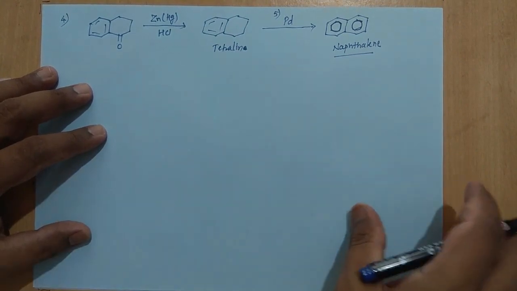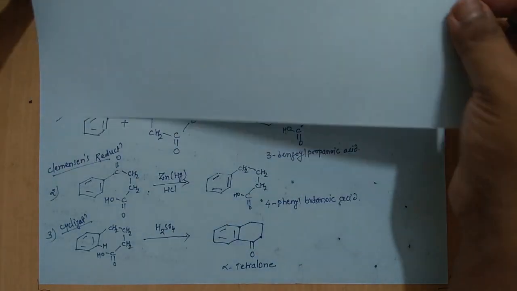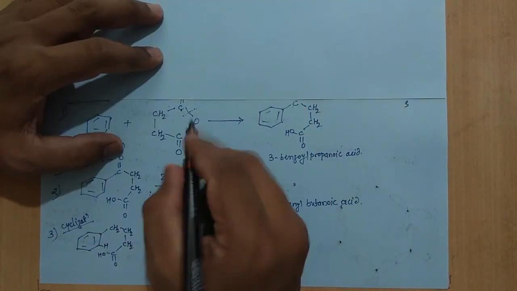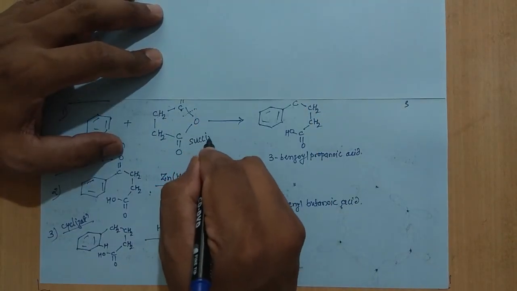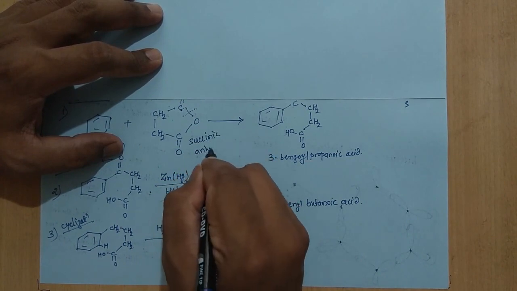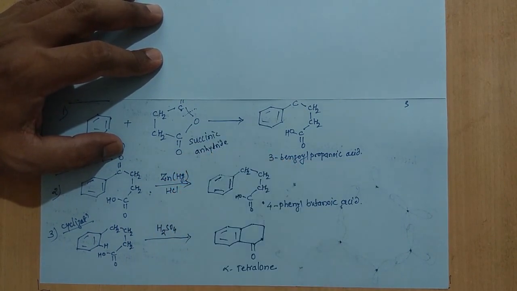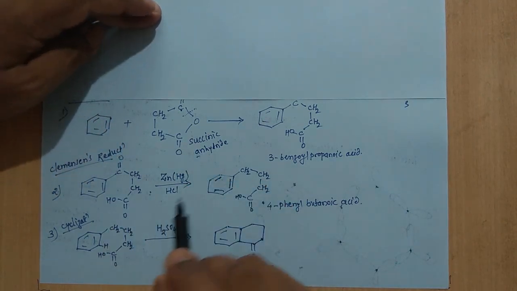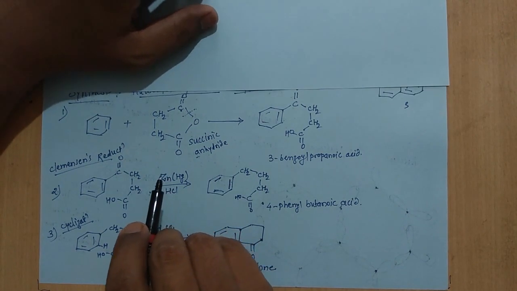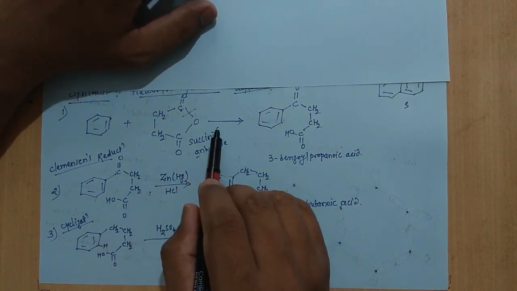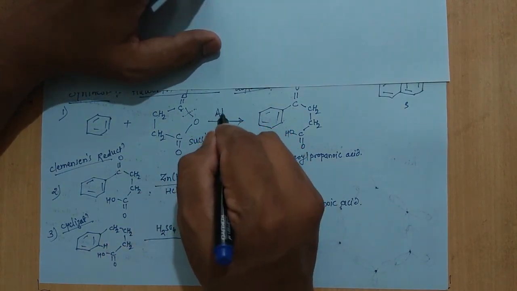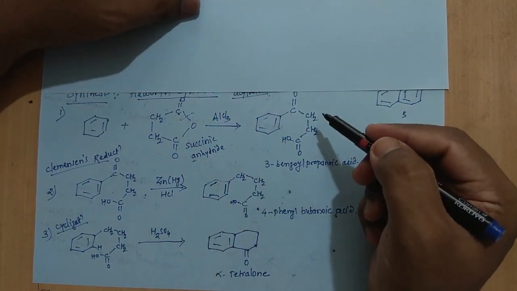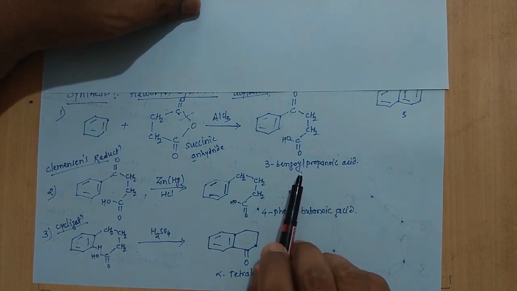Okay, let's revise it again right from the first step. First, benzene is reacted with succinic anhydride. Okay, anhydride spelling starts from A, not U. Anhydride. Okay, where this is a Friedel-Crafts reaction, so in presence of AlCl3, aluminium chloride. This gives 3-benzoyl propionic acid.